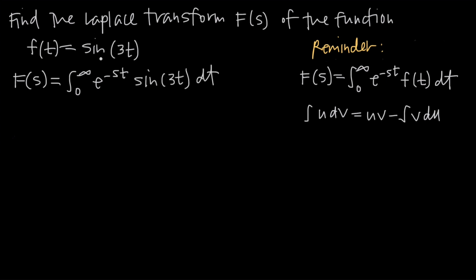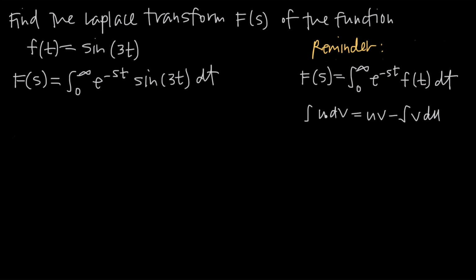Now, when your function f of t is an exponential function, for example e to the 3t, you're going to be able to combine that directly with this exponential function, e to the negative st, and integrating will be pretty simple. But in this case, we have the product of an exponential function and a trigonometric function, which is going to require us to use integration by parts.